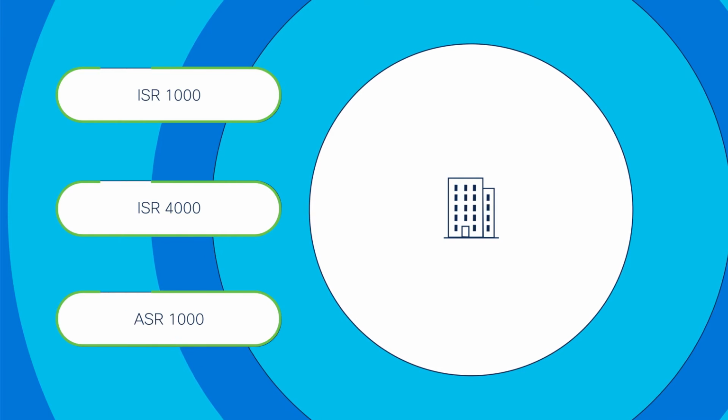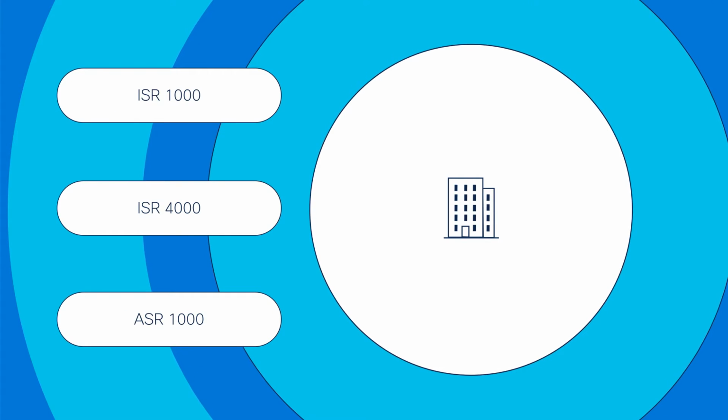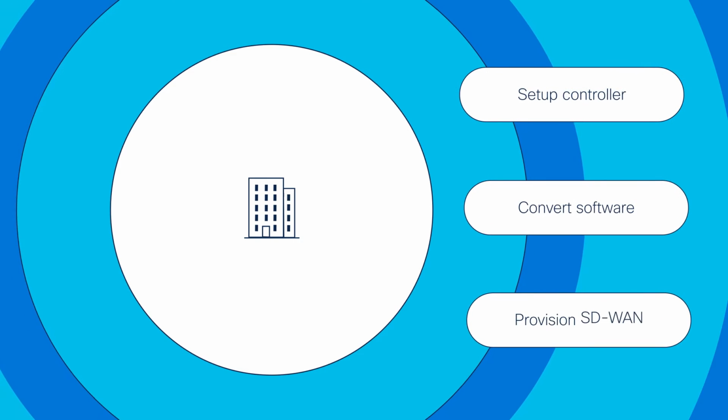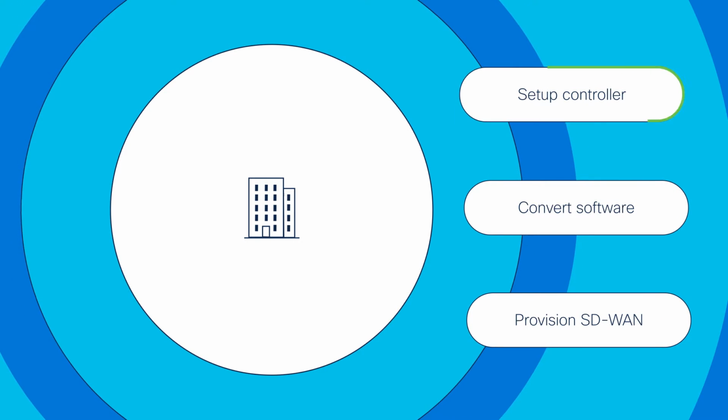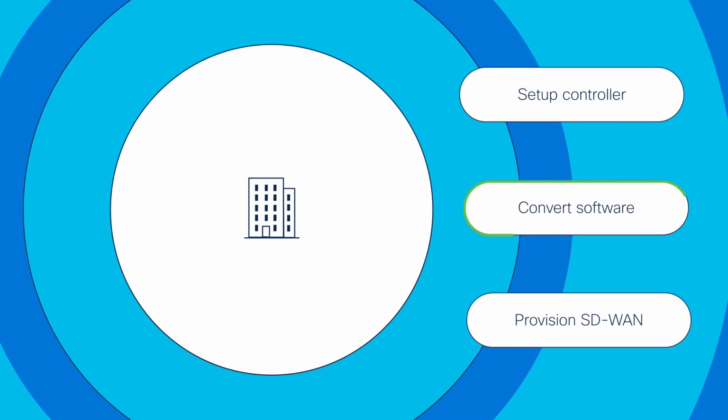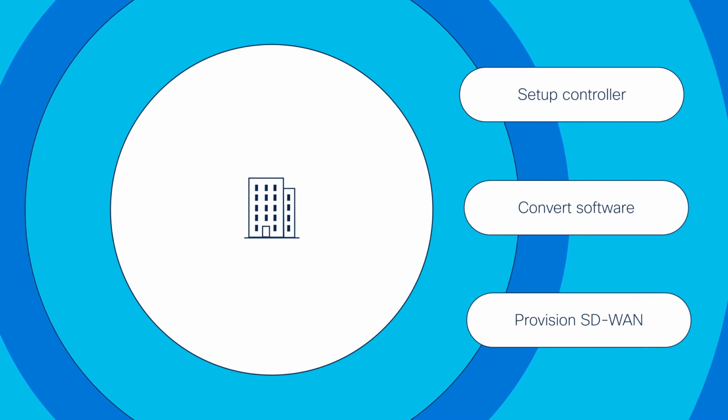These three families of Cisco routers support SD-WAN software, and this video will show you how in 3 easy steps. Set up your SD-WAN controller, convert your current router software and configs, and provision your routers with the new SD-WAN software.